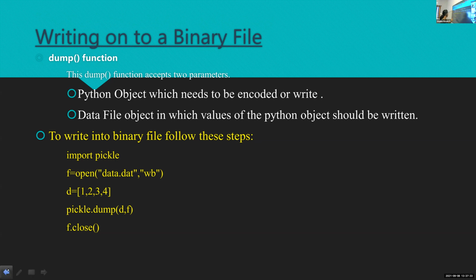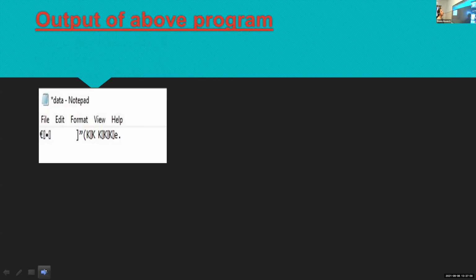Dump, within brackets, has two parameters. The first one is the variable name that stores the list contents, and the second one is the file object. After that, use the close function to close the file. So the output of this program is just like this. Here this is the output. If we open the file, the content is just like this.